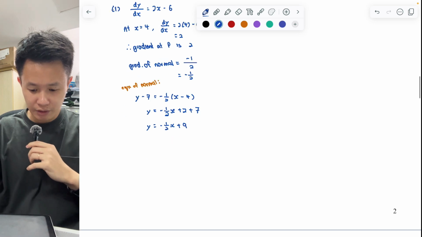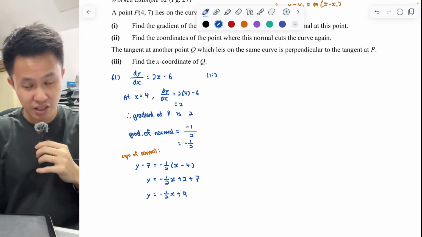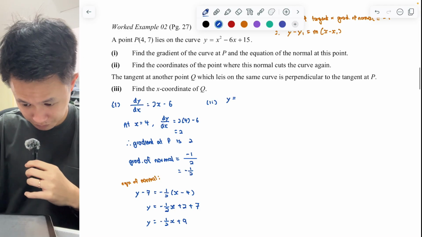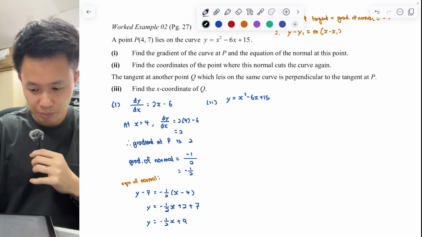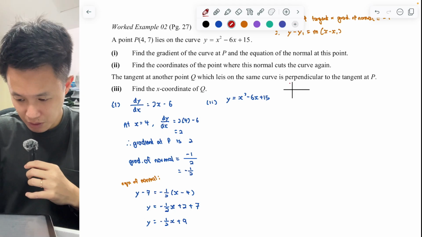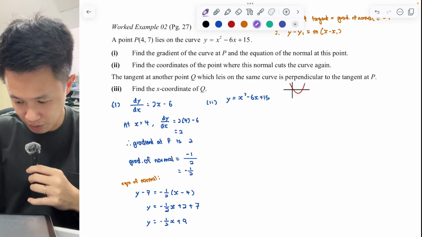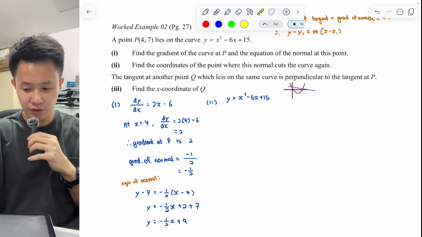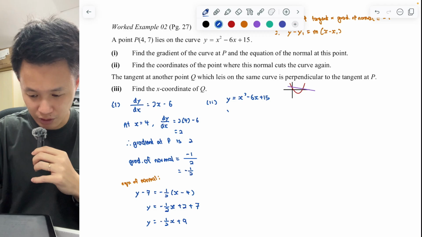Now, how do we find the coordinates of the point where the normal cuts the curve again? This is actually simultaneous equations, because we have the curve y equals x squared minus 6x plus 15. Pictorially, assuming this is the curve and this is the normal, we want to find the point where it cuts the curve a second time. The only way is through simultaneous equations with the equation of the normal.